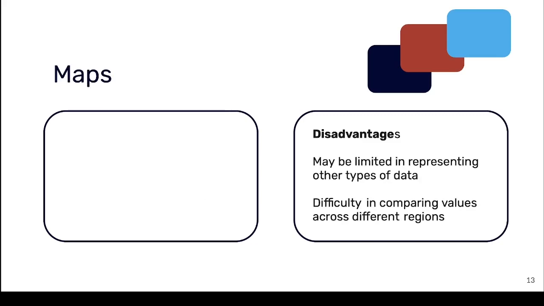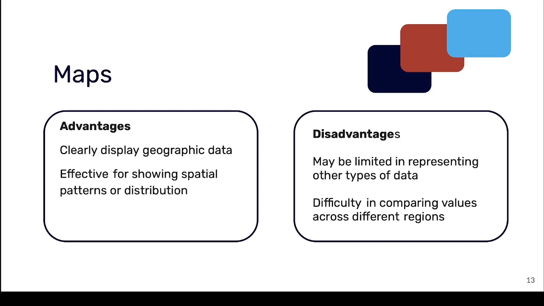For maps, the disadvantages include that it may be limited in representing other types of data and the difficulty in comparing values across different regions. The advantages, on the other hand, are it can clearly display geographic data and effective for showing spatial patterns or distribution while being able to represent various attributes with colors or symbols.